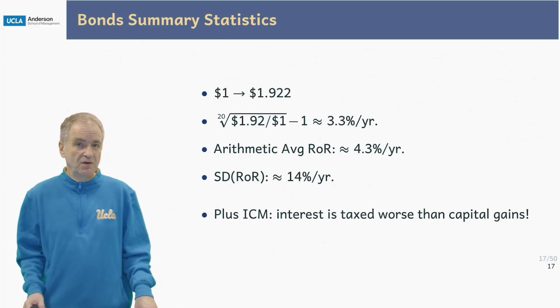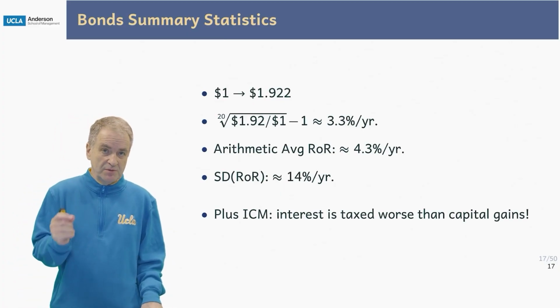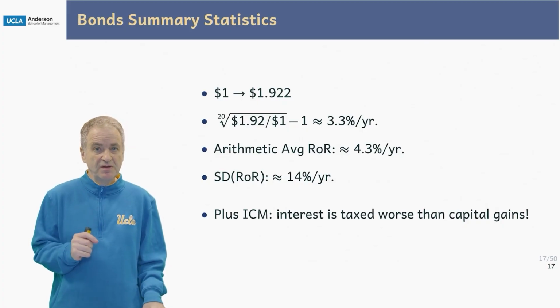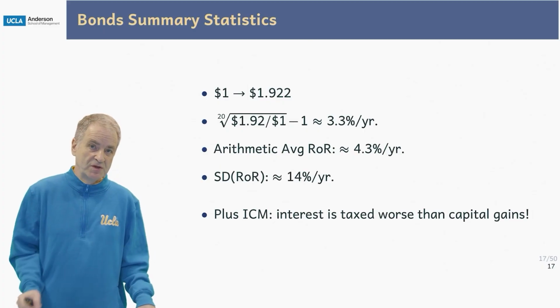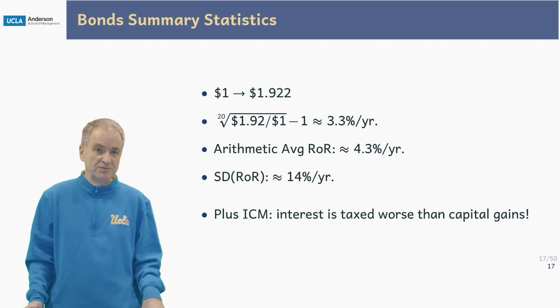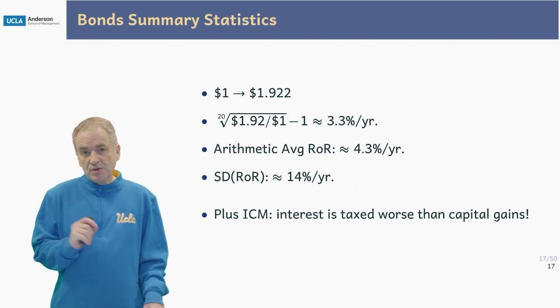You can compute the same numbers as before. So $1 became $2. The geometric rate of return was 3.3% per year. The arithmetic average rate of return was 4.3% a year. And the standard deviation was actually remarkably high for these particular bonds. Now, there's one more thing here.